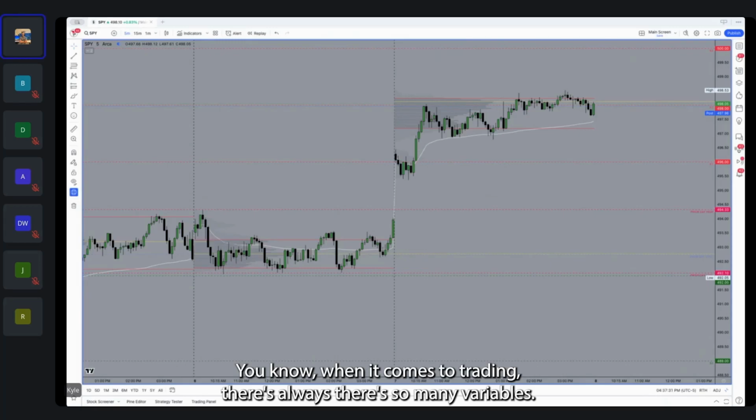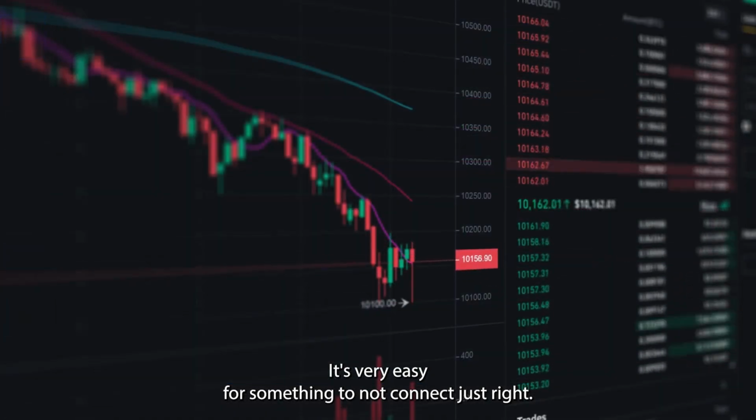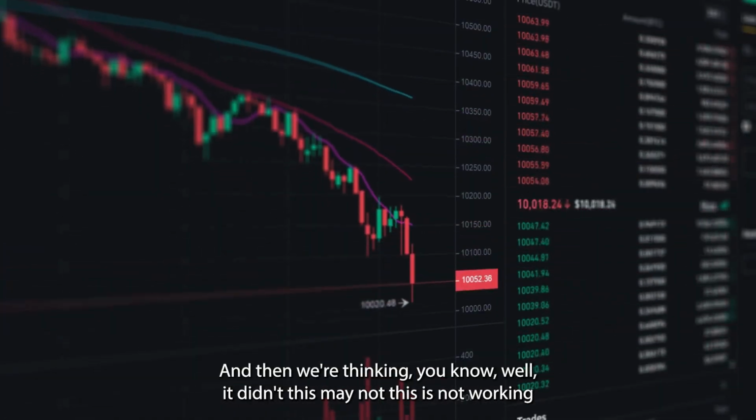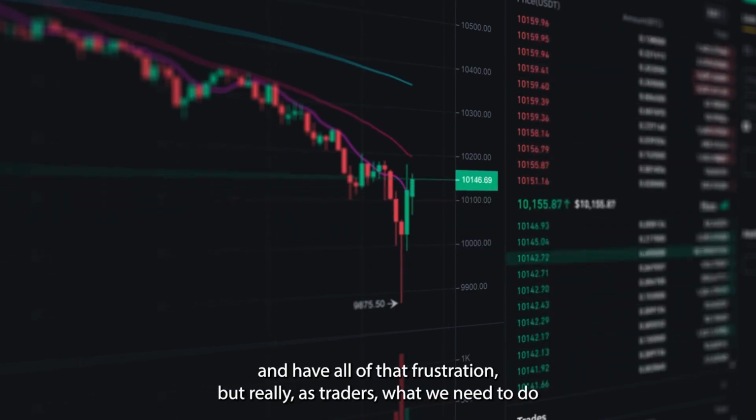When it comes to trading, there's so many variables. And so when we have a lot of variables, it's very easy for even something that is pretty basic, like a pullback to VWAP trade, it's very easy for something to not connect just right. And then we're thinking, well, this is not working, and have all of that frustration.